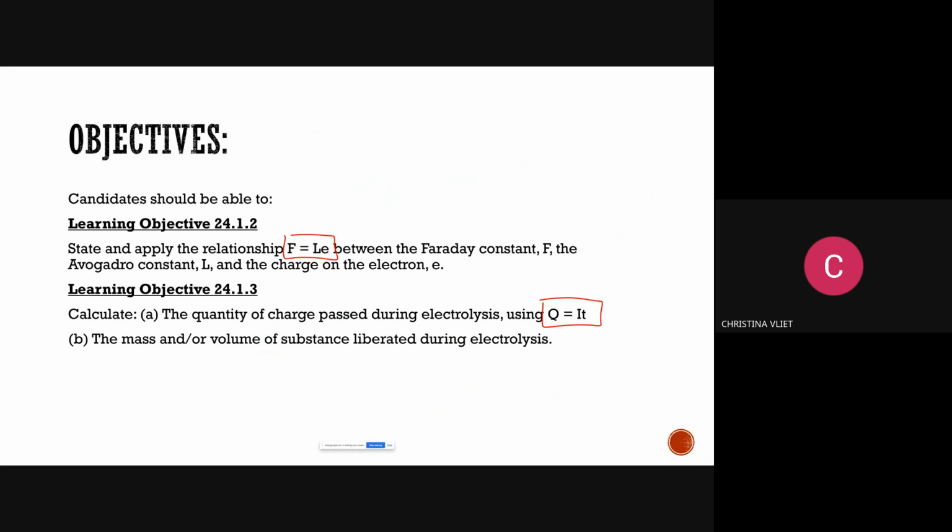Okay. So the second one, Q, is actually in physics what we call charge. It's represented by the letter Q. And then I is the amount of current. So Q is the total amount of charge, I is current, and T is time. So this is actually a physics formula. Sometimes we get a little bit close into physics ideas. For those of you that are going to take physics, this will be in a physics class. Some topics in chemistry are in physics. Another one is thermochemistry, which is definitely in physics. It's called thermodynamics. All right, and then the mass and volume of a substance liberated during electrolysis.